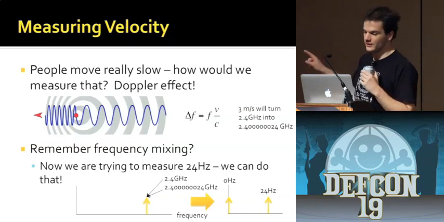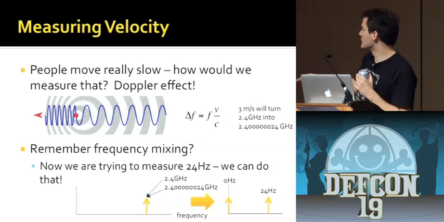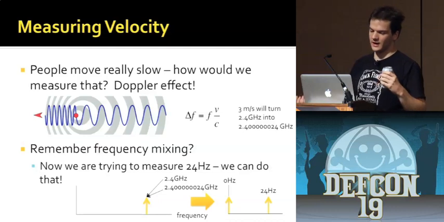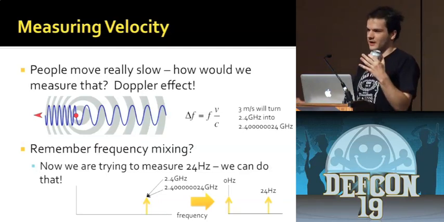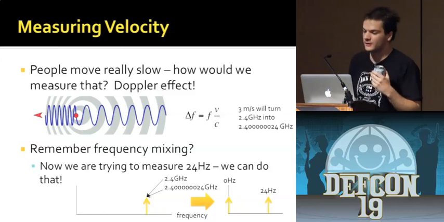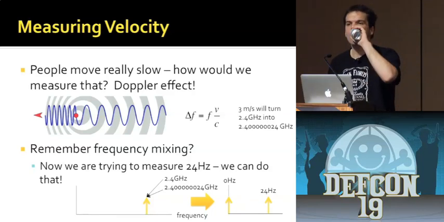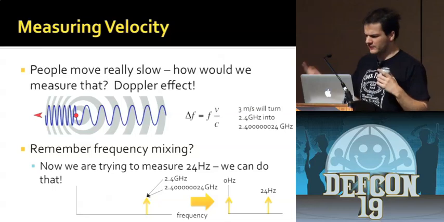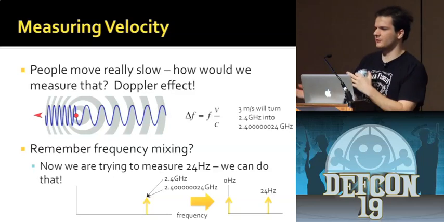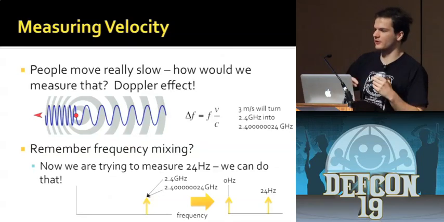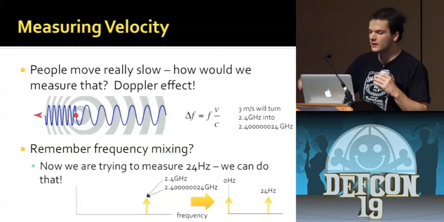But if we have a really good 2.4 gigahertz reference, we can just mix with that, and we get out 24 hertz. And I can see that on a scope pretty easily. I can measure that, and then that way I know pretty accurately how fast the target is moving. And by the way, the previous example was kind of how radar first got developed. That's basically a pulsed radar. This would be called continuous wave operation, which basically means you're transmitting one frequency all the time.